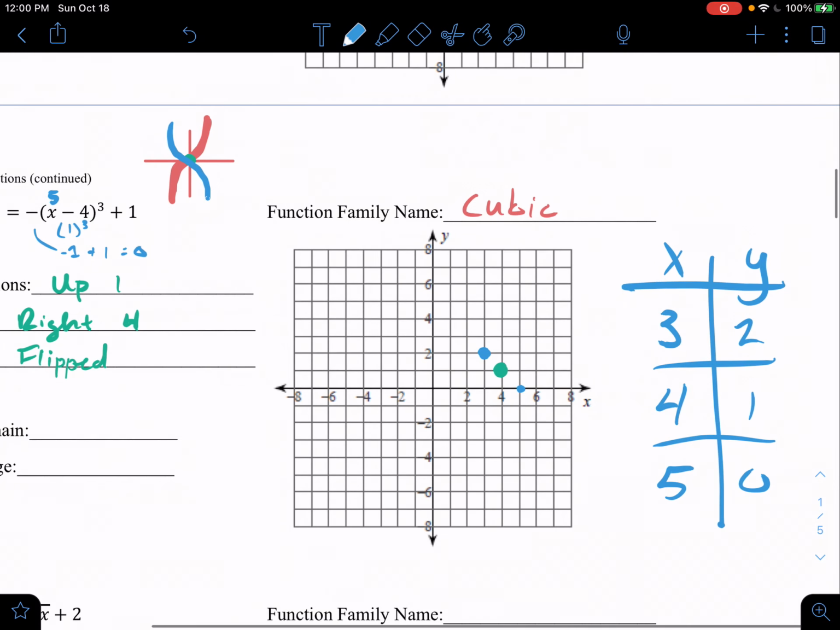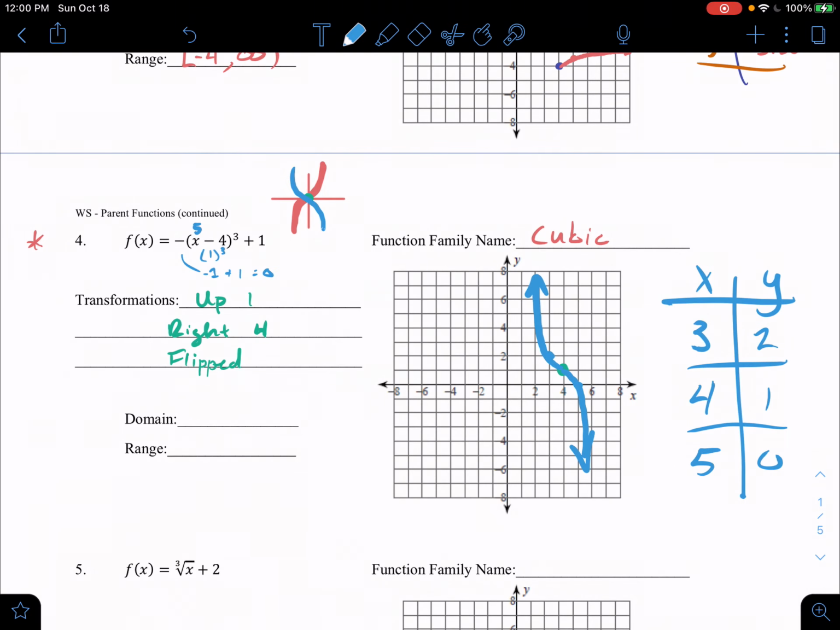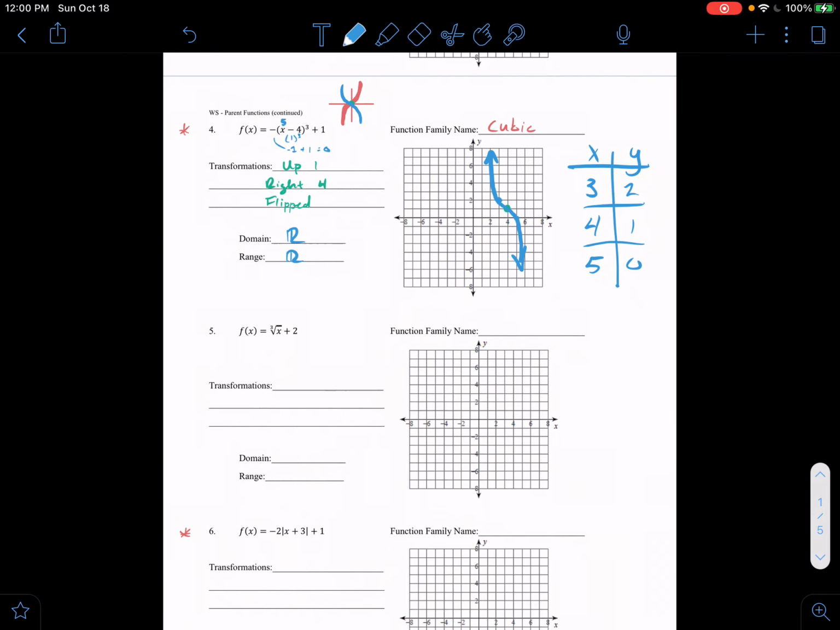Now, since we already know this is a cubic, we know that our function is generally going to look like this. And that's all we need to do. As long as you have 3 accurate points graphed, you're good. Your domain for this will be all real numbers, and your range, of course, will be all real numbers as well, because it will keep spreading out in both directions. So that was problem number 4.